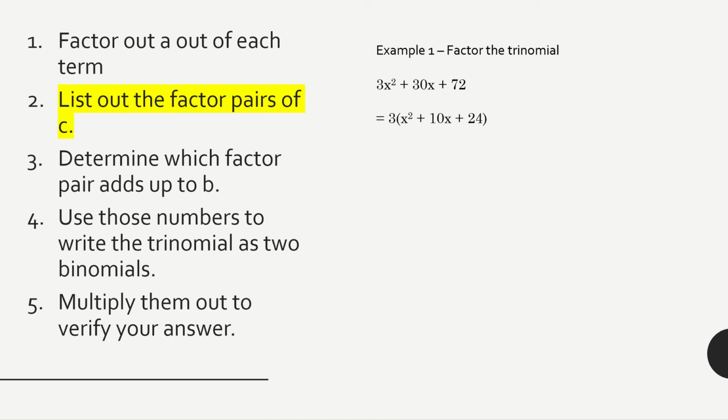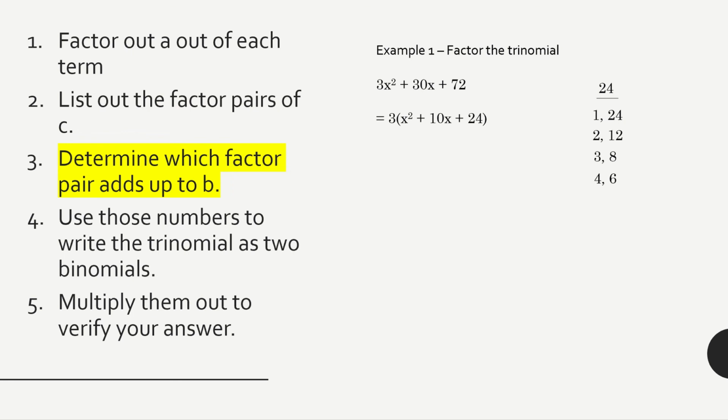Then we're going to list out the factor pairs of c, and the value of c is not going to be 72. It went down to 24 because we factored out a 3 from 72. So we have to list out the factor pairs of positive 24. So those numbers are 1 and 24, 2 and 12, 3 and 8, 4 and 6, 5 does not go into 24, and then we're back to 6.